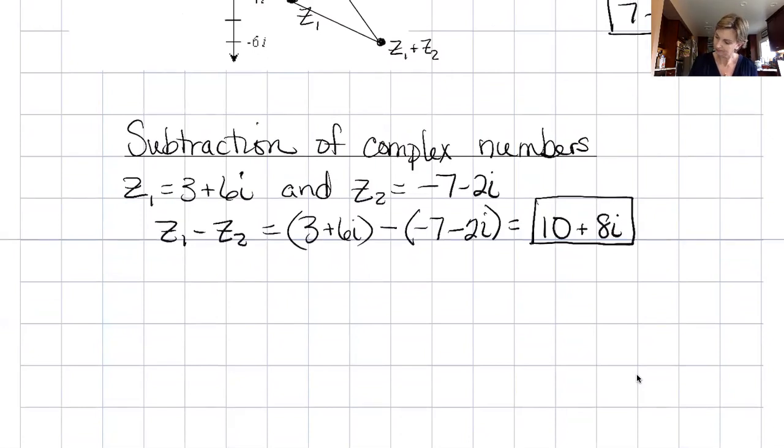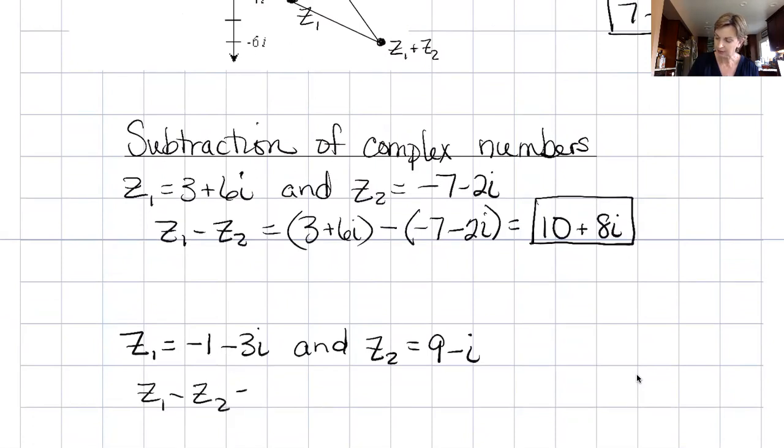Let's do one more, another example of subtracting 2 complex numbers: negative 1 minus 3i and 9 minus i. We're looking for the difference of the 2. I want you to pause the video at this point and do it on your own. Once you get an answer, turn the video back on and we'll see if we have the same answer. Okay, so pause the video. All right, turn the video back on. I assume you have an answer. Let's see if we have the same thing.